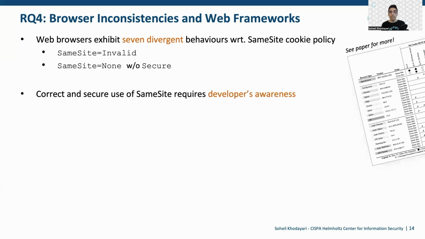But the point is, as of today, web application developers need to be aware of all these 7 behaviors if they want their website to work with all these browsers and provide the same security guarantees. And one way to achieve that is using user agent dependent SameSite policies, but as we have demonstrated, header inconsistencies can be the root cause of vulnerabilities.